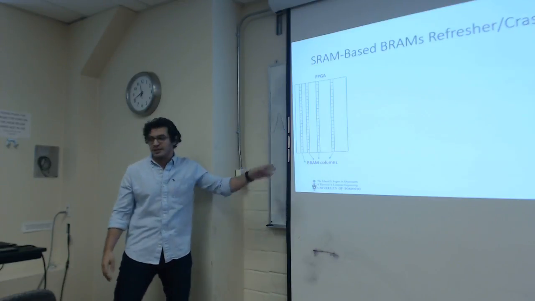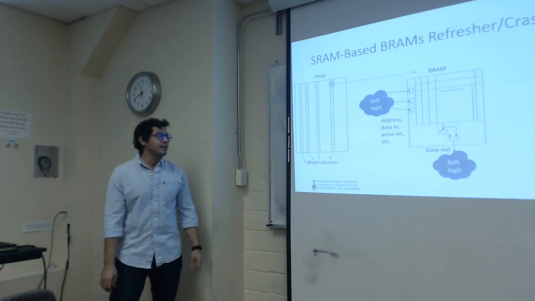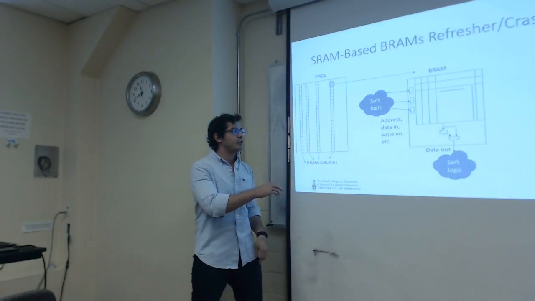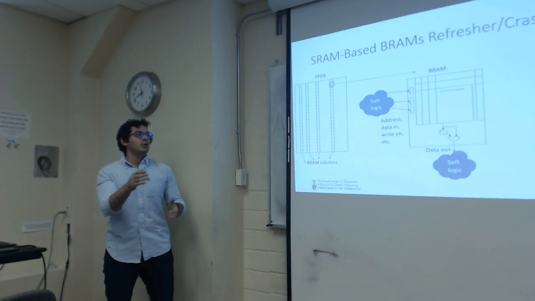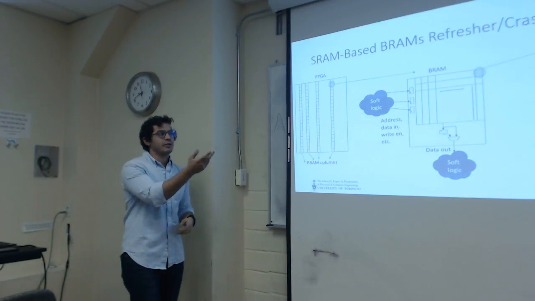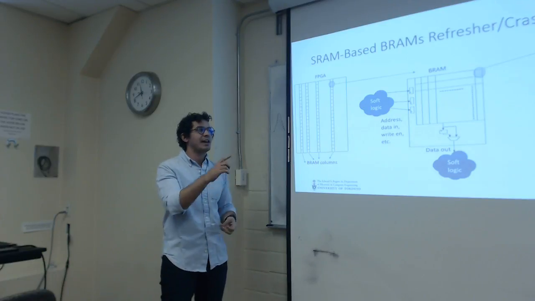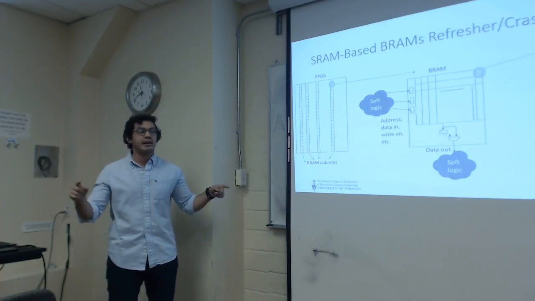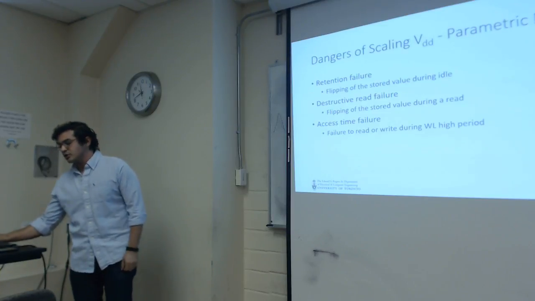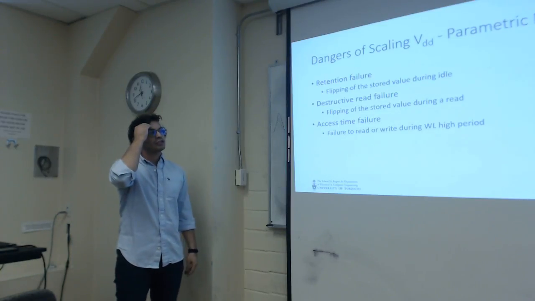Usually BRAMs are organized in these columns, and you talk to the BRAM and from the BRAM using the soft fabric. So the soft fabric would write data or read data from the BRAM. And the BRAM itself is composed of standard SRAM cells, right? You have the back-to-back inverters and the access transistors, the sense amp, and this whole SRAM cell. So what could go wrong as we scale the supply voltage?